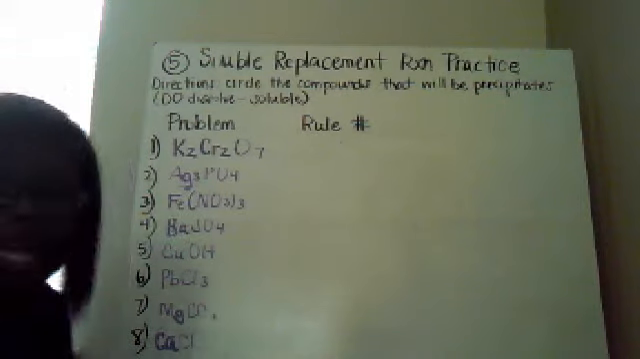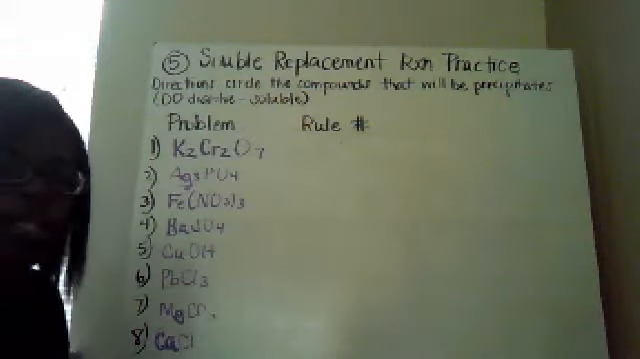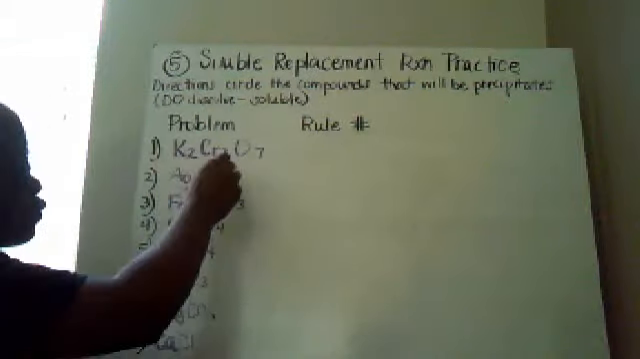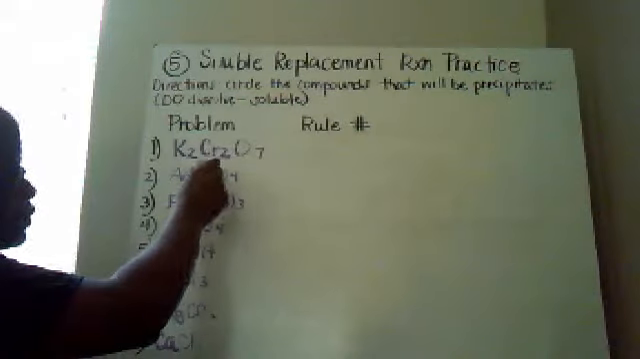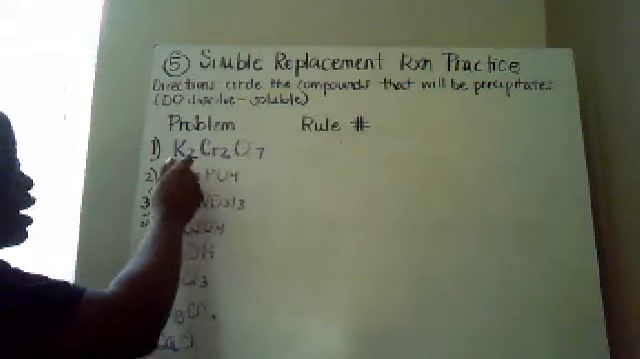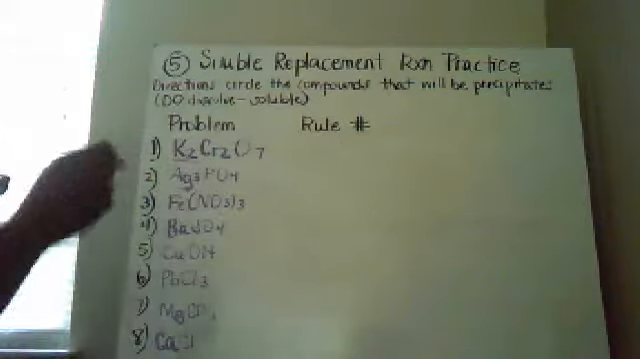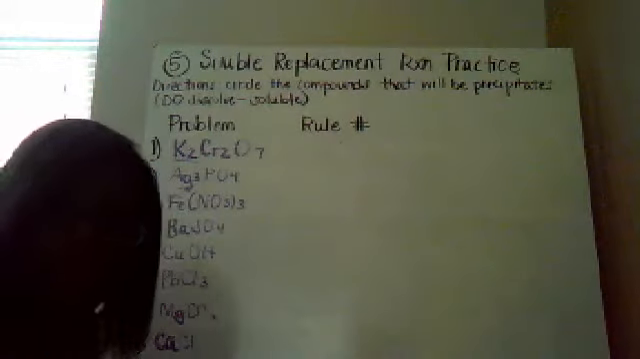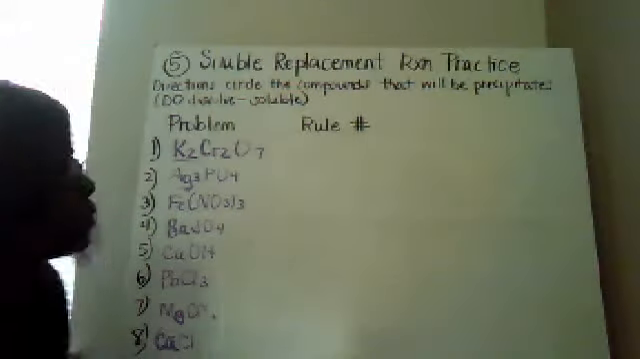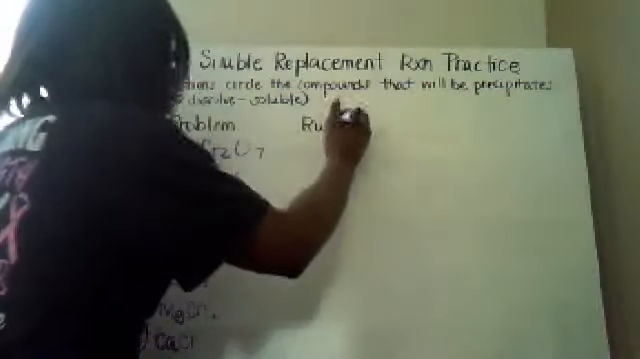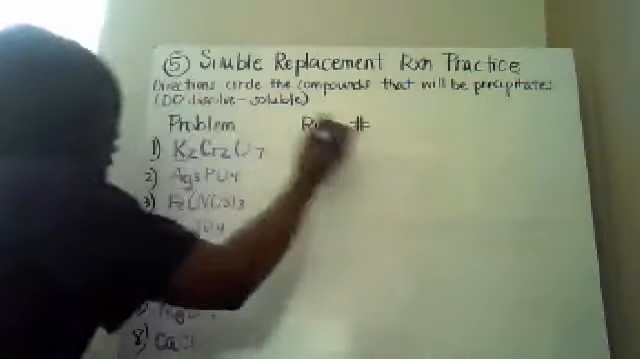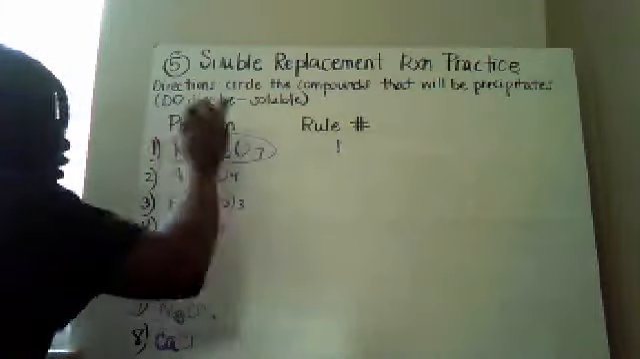K2Cr2O7, that's potassium dichromate. So once again, there are no rules with the dichromate, but there are rules with the potassium. So remember, potassium is a group 1 alkali metal. It is soluble. So that was rule 1. We're going to circle this.